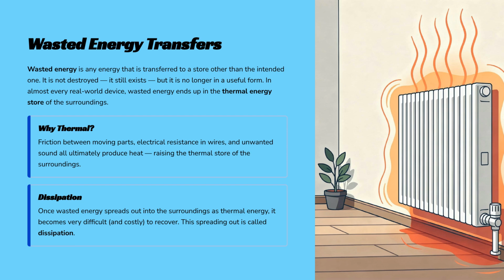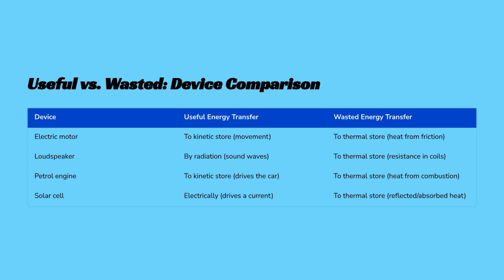Useful energy is the output we actually want from a device. For a motor, that's kinetic energy. For a lamp, it's light. For a boiler, it's the thermal energy in the water. Wasted energy is energy that transfers to an unwanted store. In most devices, this energy ends up in the thermal store of the surroundings. This process is known as dissipation.